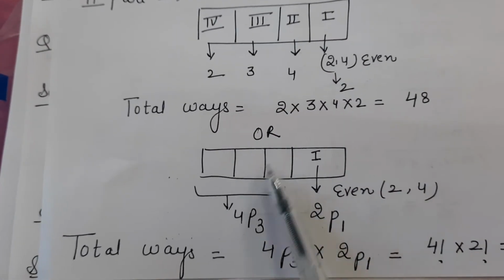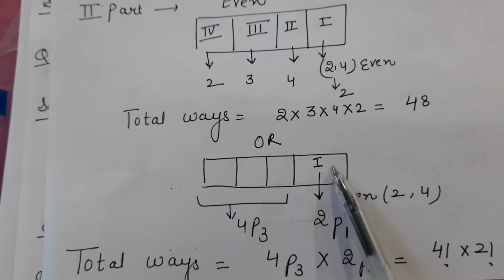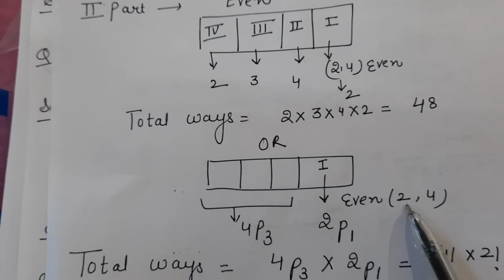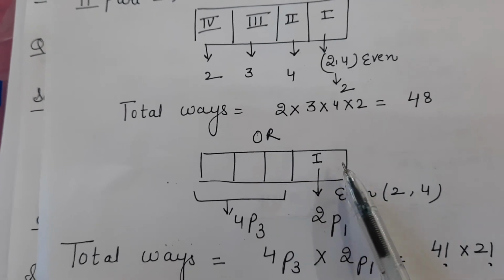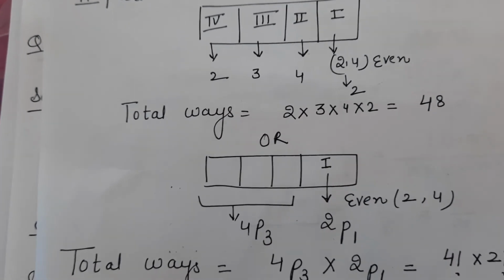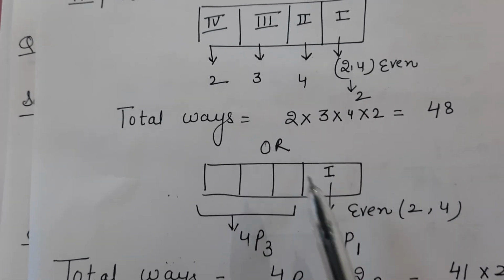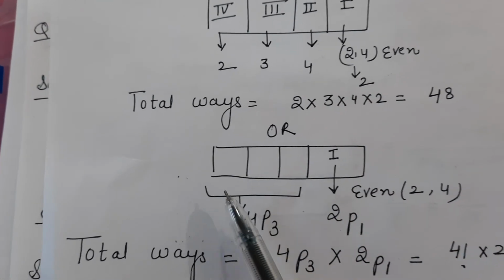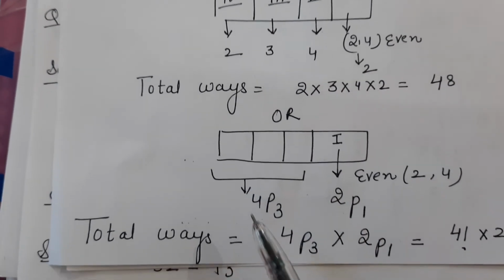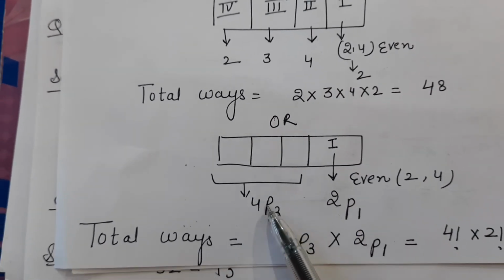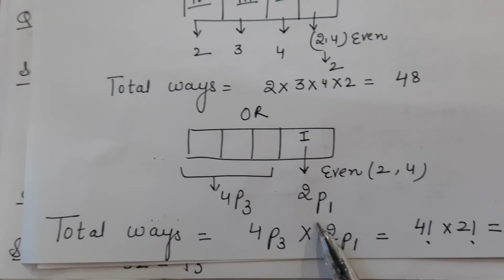Or if you try the second part by permutation, then for even you can take 2 or 4 only, right? So 2p1, because you have to fill only one place. So the ways are 2p1. Now the total digits were 5. You have used 1. So you have now 4 digits with you. And you have to fill these 3 places. So the ways are 4p3. So answer is 4p3 into 2p1.